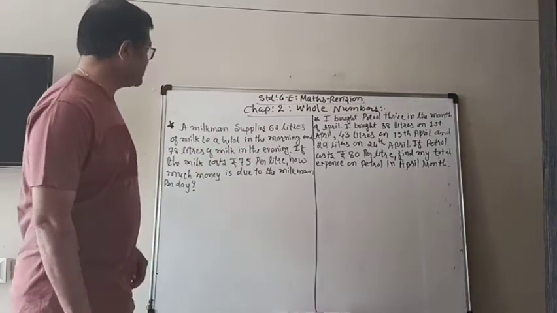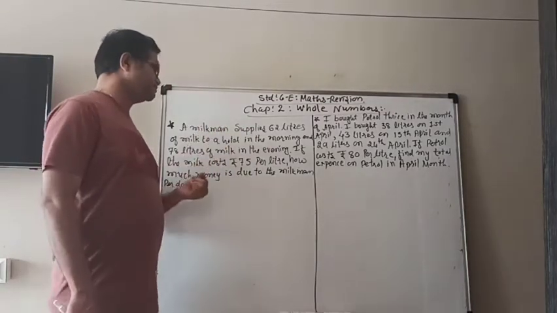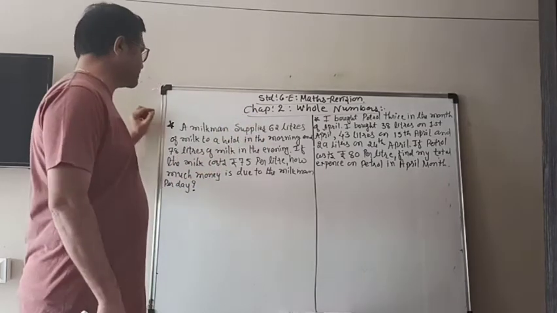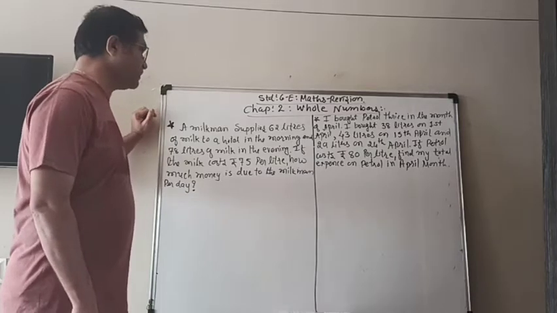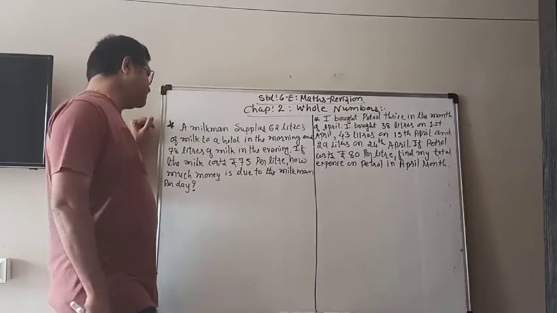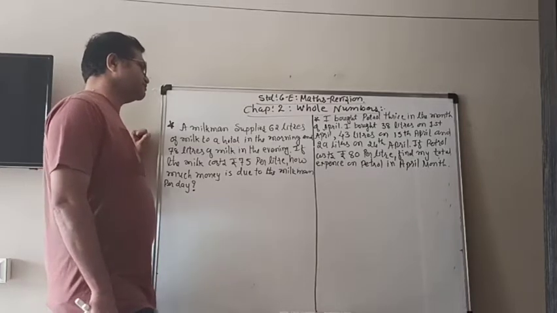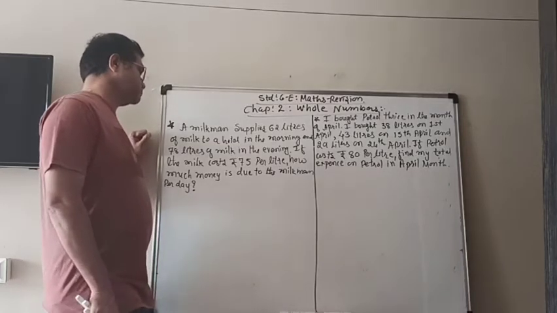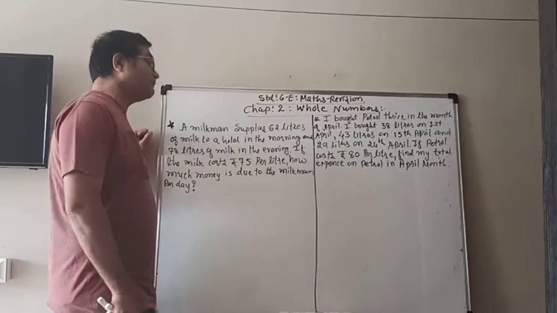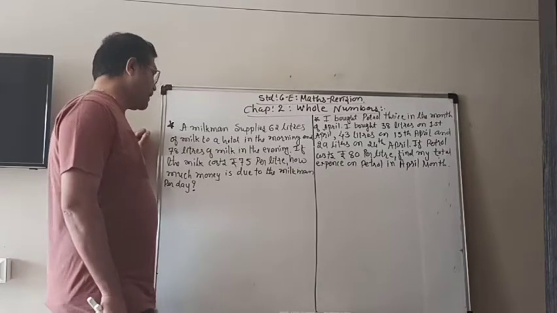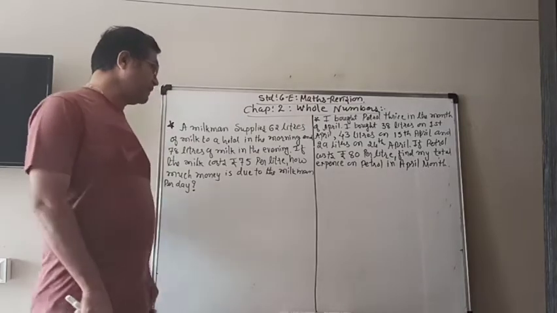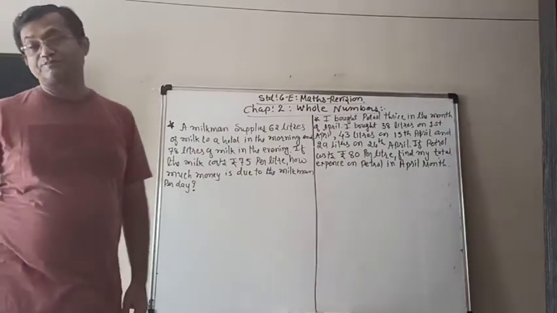The first example is: a milkman supplies 62 liters of milk to a hotel in the morning and 78 liters of milk in the evening. If the milk costs rupees 75 per liter, how much money is due to the milkman per day?